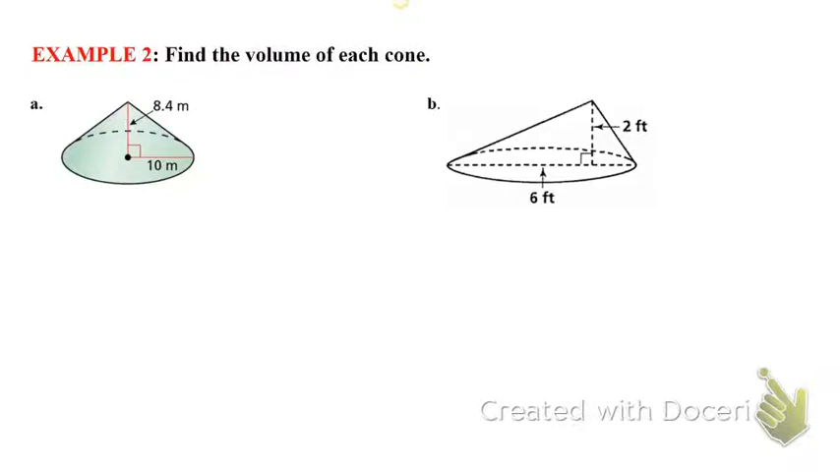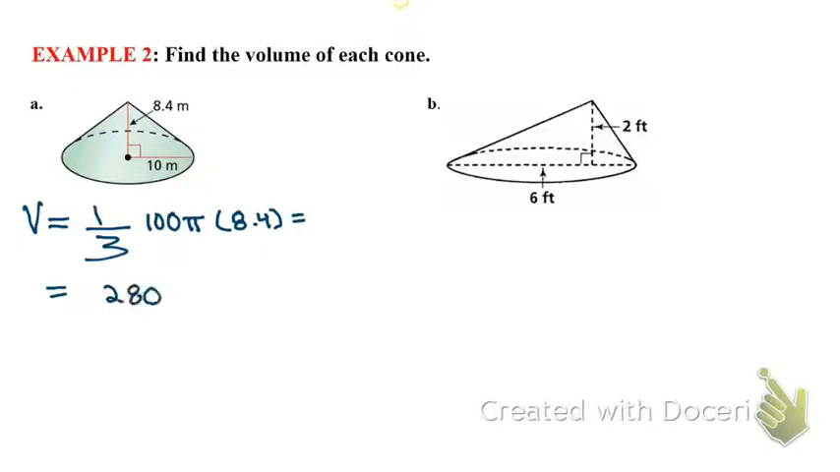So we are going to look at A. In A, we have the radius and the height. So let's figure out what the volume would be. Well, we know that the volume is going to be 1/3 the base area, which is 100 pi, times the height, which is 8.4. So we've got 100 pi times 8.4, and then we're going to multiply it by the 1/3. And when we simplify that, we get 280 pi meters cubed.